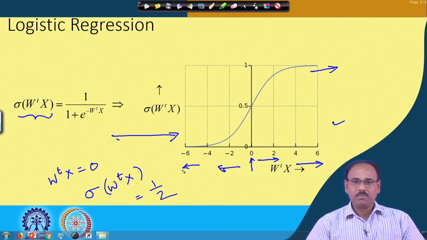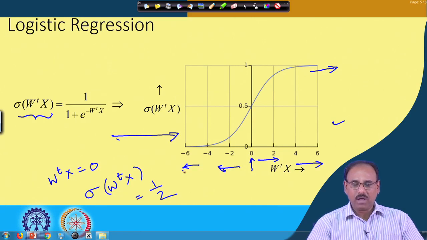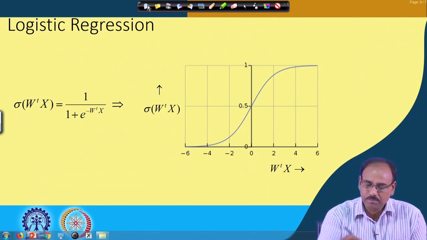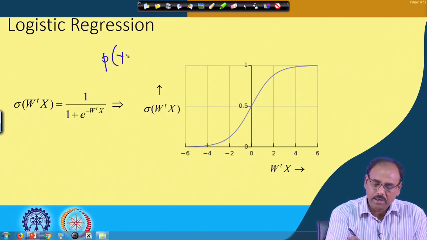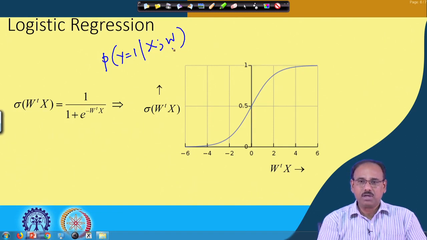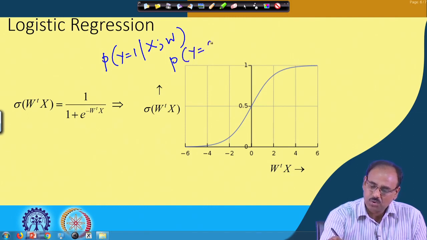And when I compute the probabilities, because I am considering only two classes, omega 1 and omega 2, I can write it in this form: probability y equal to 1 given x and w, that is the probability that x belongs to class omega 1, and I can also write the probability that x belongs to class omega 2, so probability y is equal to 2 given x and w.